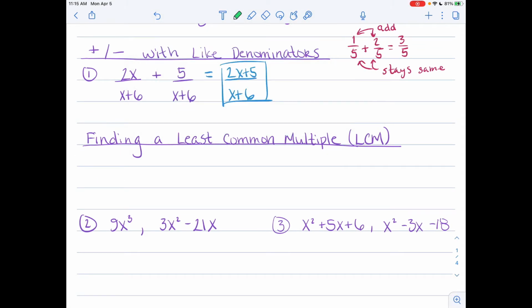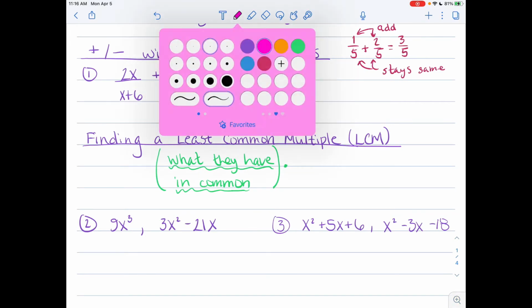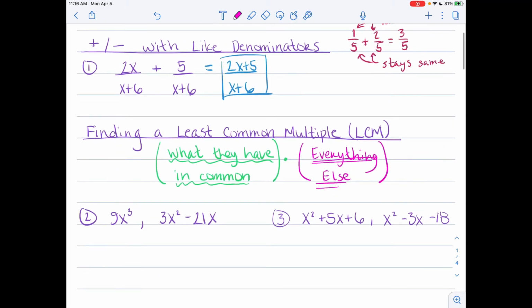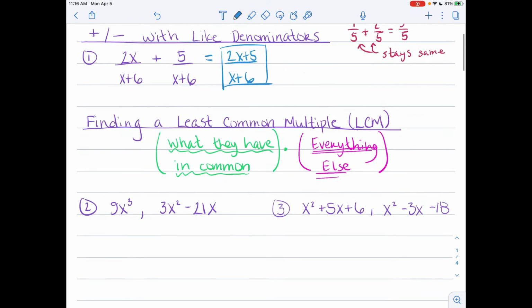So in order to do a least common multiple, we want to do what they have in common. And for those of you that are not using color, I'm also going to underline what they have in common with a squiggly line. And then we're going to multiply that by everything else, the stuff that they don't have in common. And I'll designate that by double underlining it so that you can tell what that is. All right, so let's go ahead and take a look at a couple of expressions. The first thing that we want to do is break these expressions apart and kind of factor them out so that we can see what they have in common.